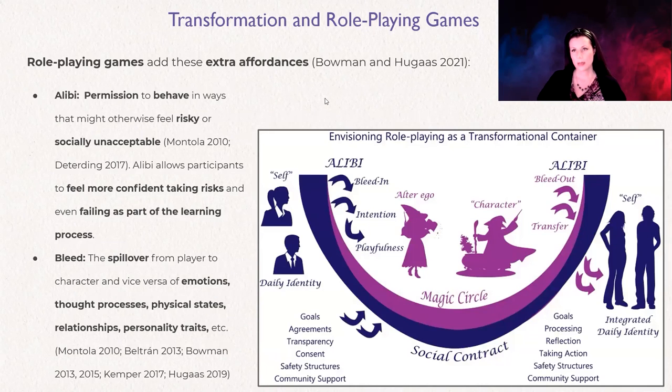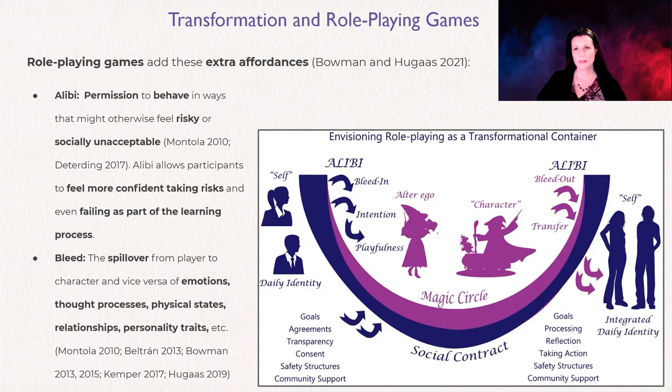We'll talk a lot more about this in other videos, but I just wanted to say very briefly, role-playing games add some extra affordances that are important. And here are a couple terms from role-play theory. So there's alibi, which is permission to behave in ways that otherwise might feel risky or socially unacceptable. Alibi allows participants to feel more confident taking risks and even failing as a part of the learning process. There are a lot of activities that we might be afraid to do because we're afraid to fail, but we can try them in a game because the consequences are less dire and it's not really us doing it, it's our character. At least that's what we say.